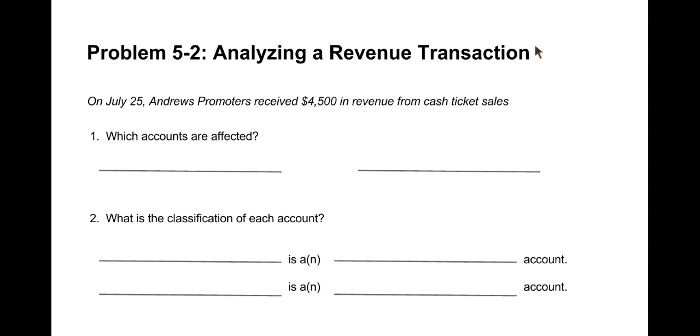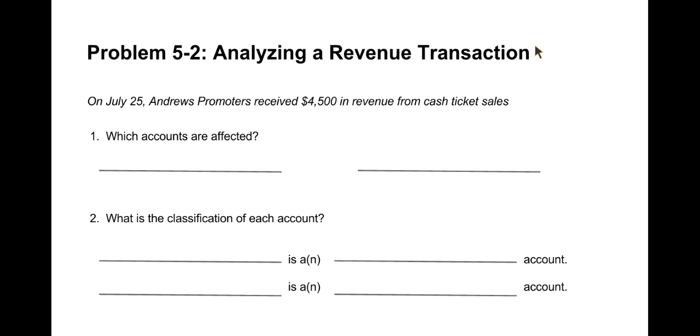So if we look at our first transaction, this is analyzing a revenue transaction on July 25th. Andrews Promoters, which is a business, received $4,500 in revenue from cash ticket sales. When we're reading transactions, anytime we see received money for sales or fees, service fees is a big one we'll see a lot, that's revenue. Automatically let that trigger revenue in your head.